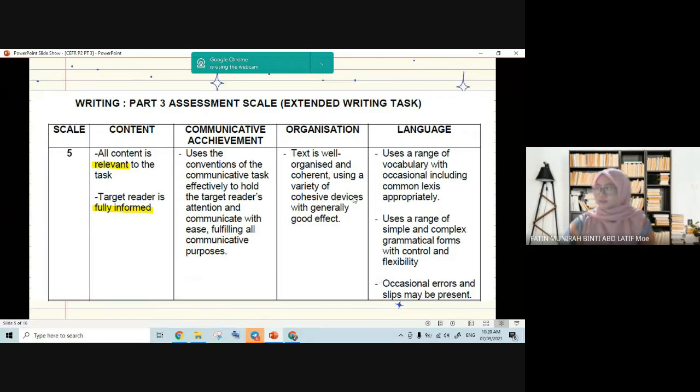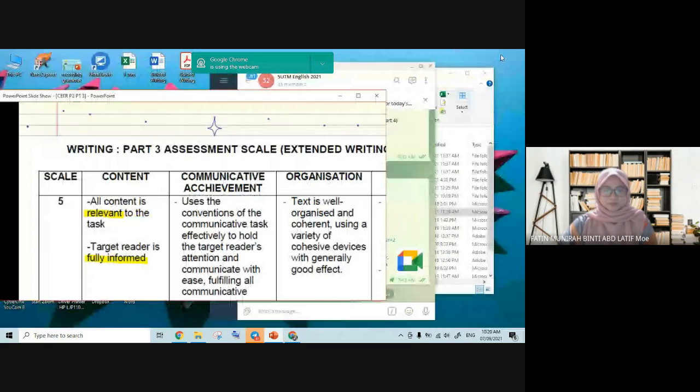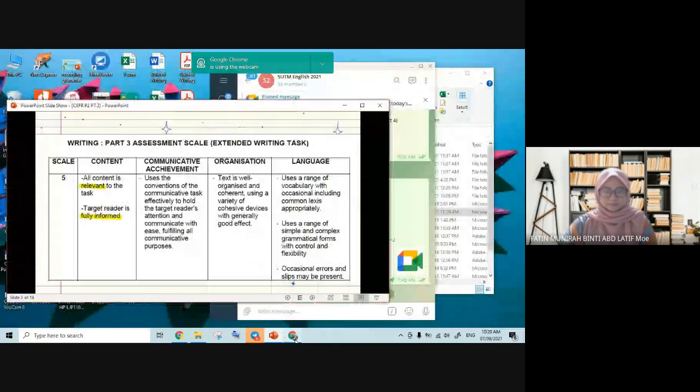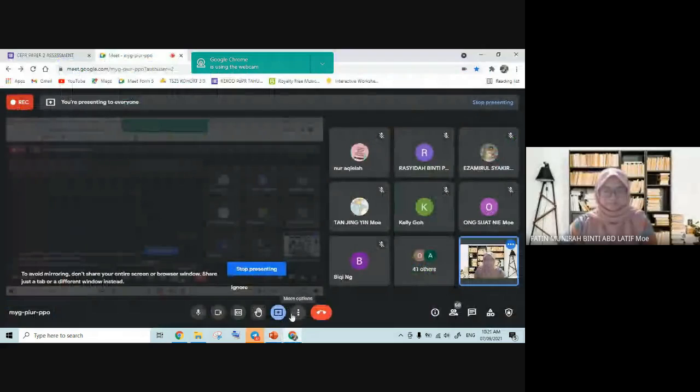Okay, ada masalah lagi? Do you have any question? Ada soalan? Okay, do you have any question? What if wrong spelling? Yes, thank you Akila. What if you have wrong spelling?